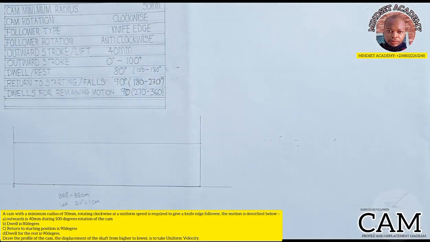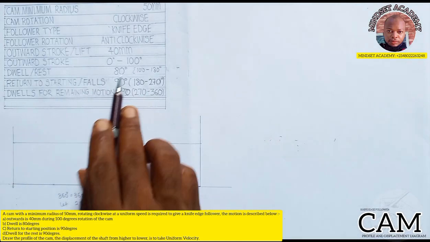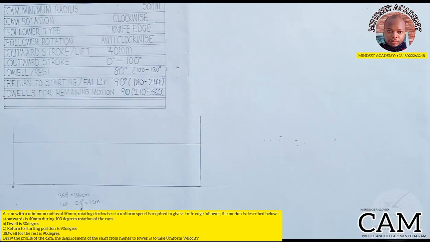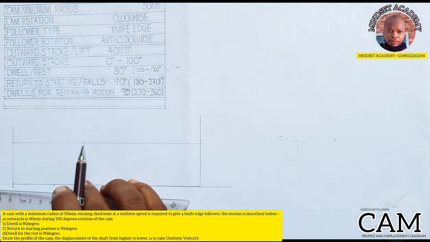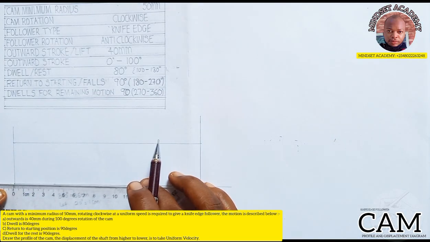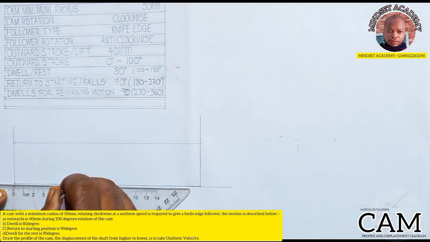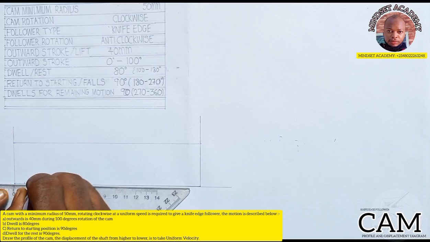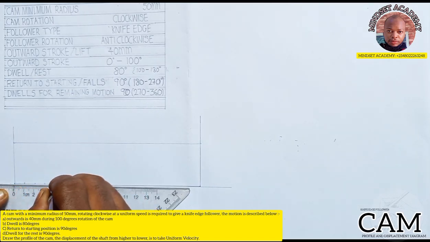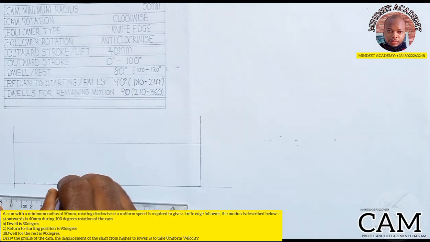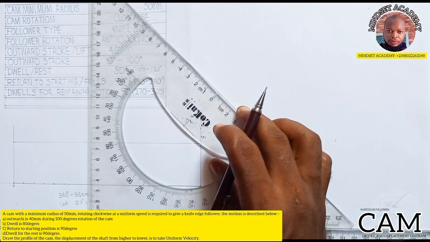Can you see that? So for the first one, it says 0 to 100. If we say that every 20 degrees is 1 centimeter, how many centimeters for 100? 5 centimeters. So from 0 here to 5, we do the trick. So this is 20, 40, 60, 80, then what? 100. That is the first step.